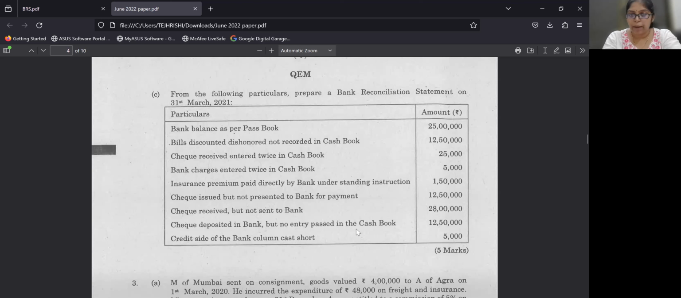Okay, check deposited in bank, but no entry passed in the cash book. So in the bank passbook, it was recorded as an addition, but it was not done in the cash book. So we will deduct that amount, like 50,000.